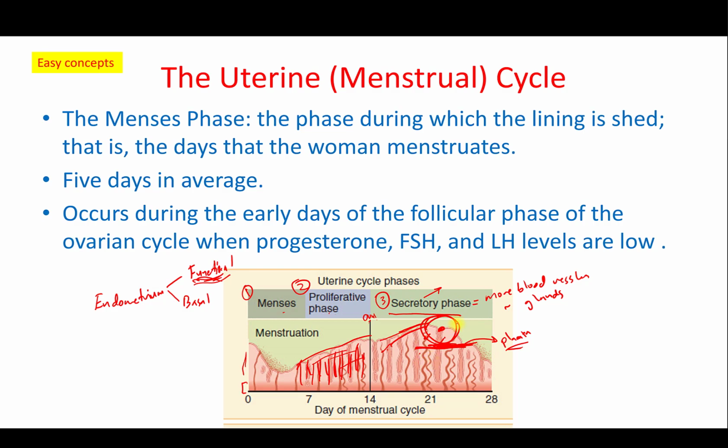Now, if there is no pregnancy, then there is no need to maintain this thickness. That is when we will start to lose it, and it will come out as menses. So the menstrual phase is the shedding of the lining of the uterus. That will come in the form of menstruation. And this is the lining of the previous cycle. We will start a new cycle by the first day of the menstruation. So those are the 3 phases of the uterine cycle.